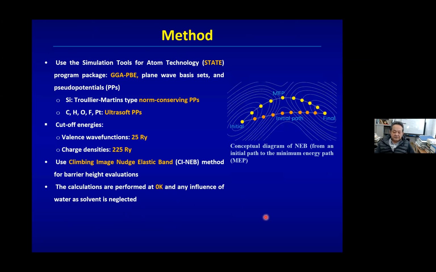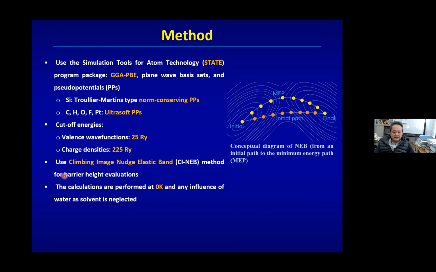I tried to simulate this kind of reaction by using a first principles analysis. In this case, we use the simulation tools for atomic technology state program package, developed by Morikawa Sensei of Osaka University. And we use these pseudo potentials for silicon, C, H, O, F, platinum and so on. And the cutoff energy here was like this.